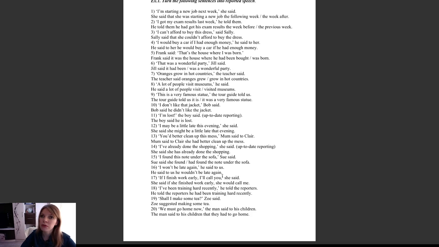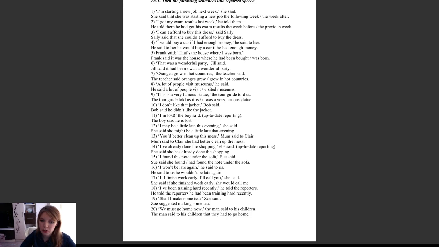So there is the necessity to change the verb forms. Present simple into past simple, will into would. Number 18. "I've been training hard recently," he told the reporters. He told the reporters he had been training hard recently. Present perfect continuous is changed into past perfect continuous.